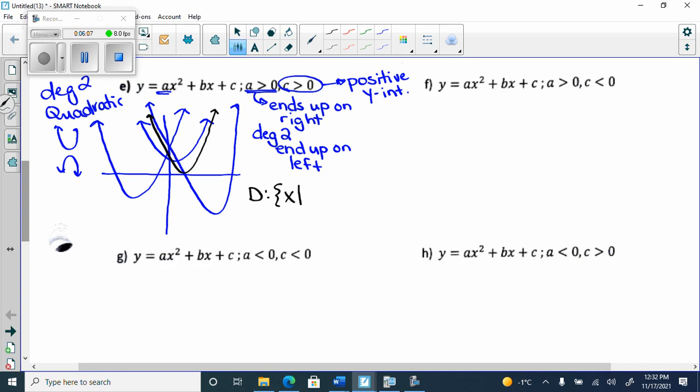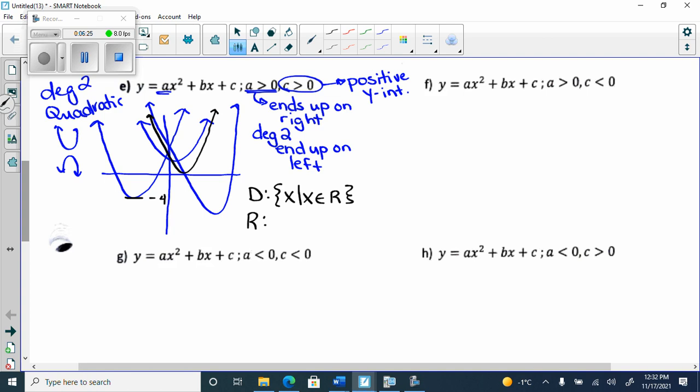X such that, what's my domain? X in the reals, yeah. Now my range changes depending on what you make your minimum. So I'm going to pretend this is my minimum, and I'm going to make it be negative 4.